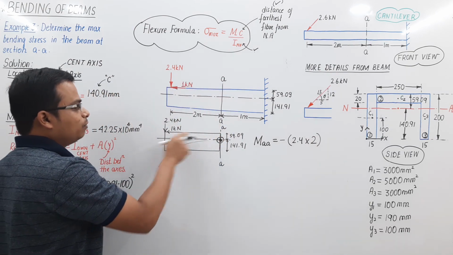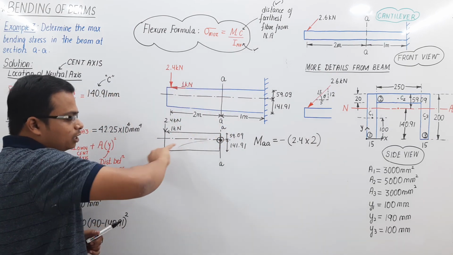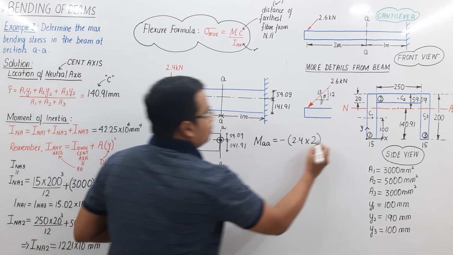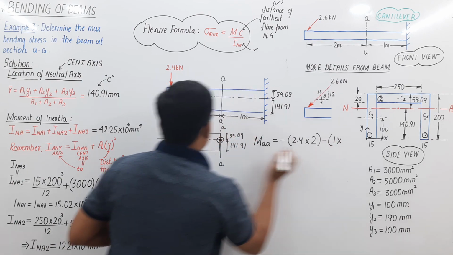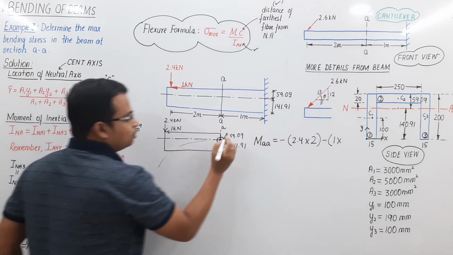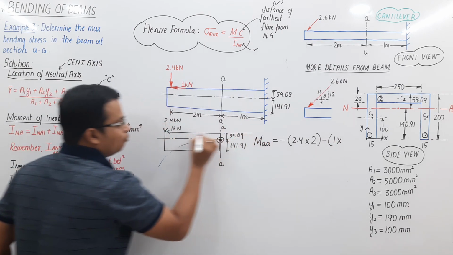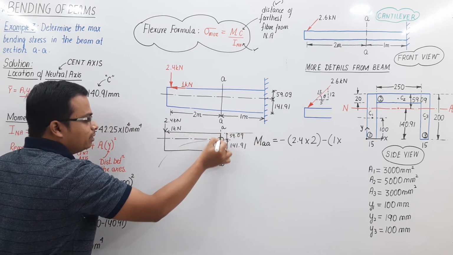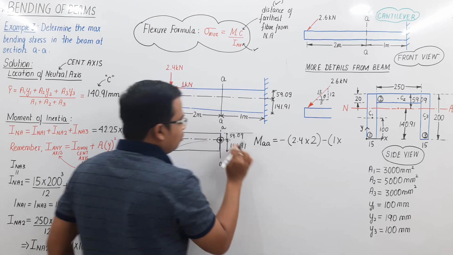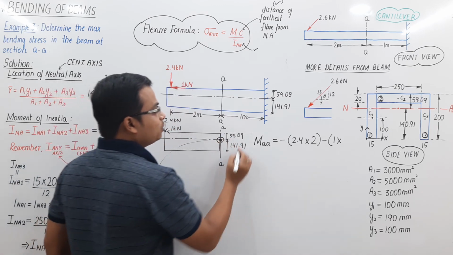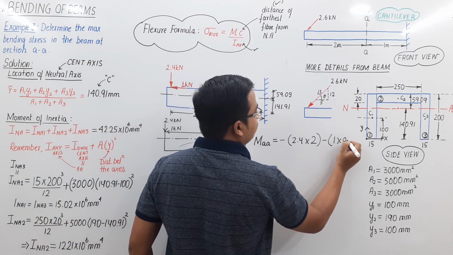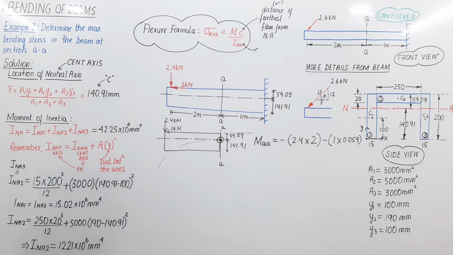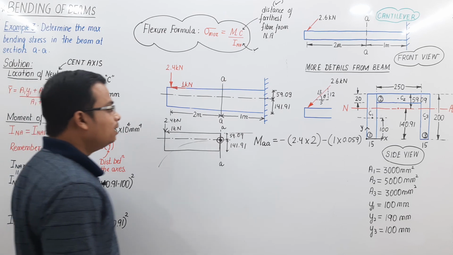Also take a look at this force, 1 kilonewton. Again, this way, it will also try to bend the beam in the hogging fashion. Negative sign, 1 multiplied by this; extend this. This is force multiplied by this perpendicular distance, that is 59.09. Well, by the way, this is in millimeters, so if you do the conversion, 0.059, this is going to be in meters.